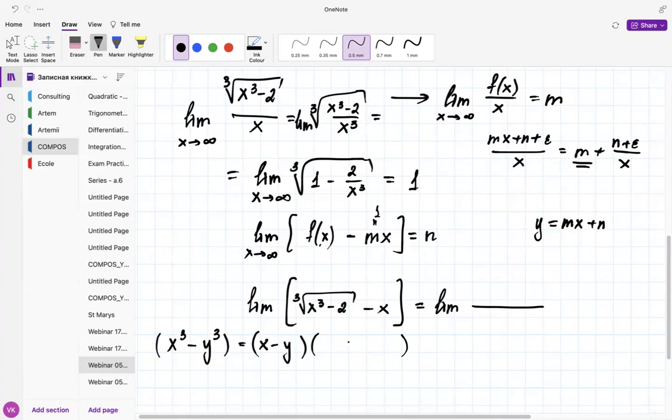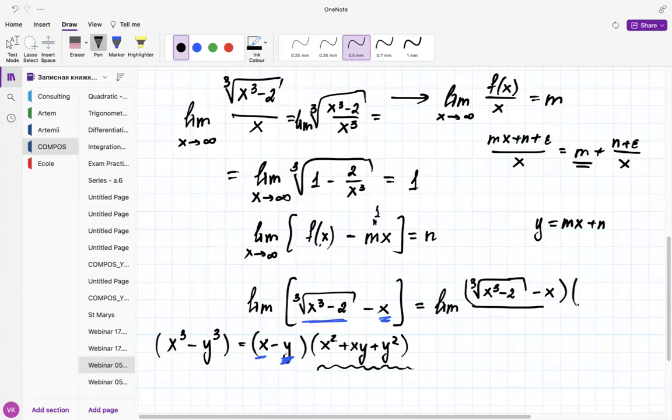Yeah, of course. So we can use x minus y, x squared plus xy plus y squared, an incomplete square here. That's what I use here. I would multiply by an expression aligned with this expression. What would it be in this particular case? This is my x here, and this is my y here. Let me move back to the black ink. So that's the cube root of x cubed minus 2, minus x.